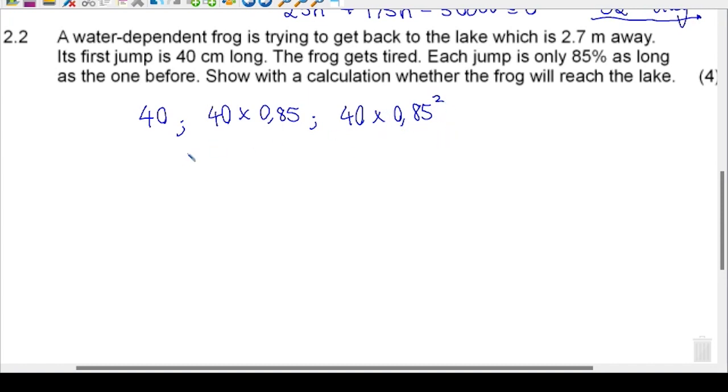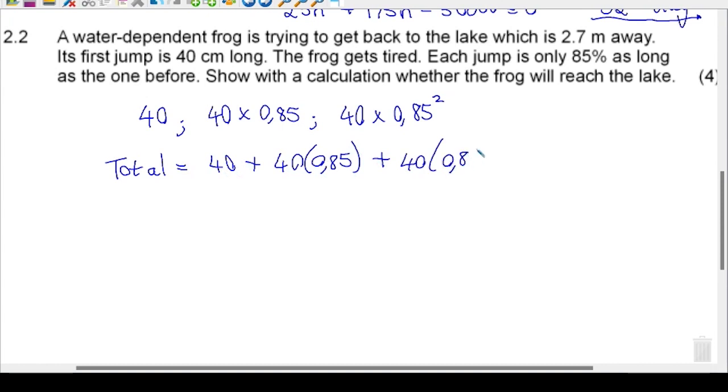And what we can see we've got here is a geometric sequence. It turns out that r, our common ratio, is any term divided by the term before it. And we see that a is 40, and r is 0.85. And we want the total distance, so we want to be adding up. So we've actually got a series here, 40 plus 40 times 0.85, plus 40 times 0.85 squared. The next one would be 40 times 0.85 cubed, and so it carries on. And the frog carries on jumping forever, theoretically.